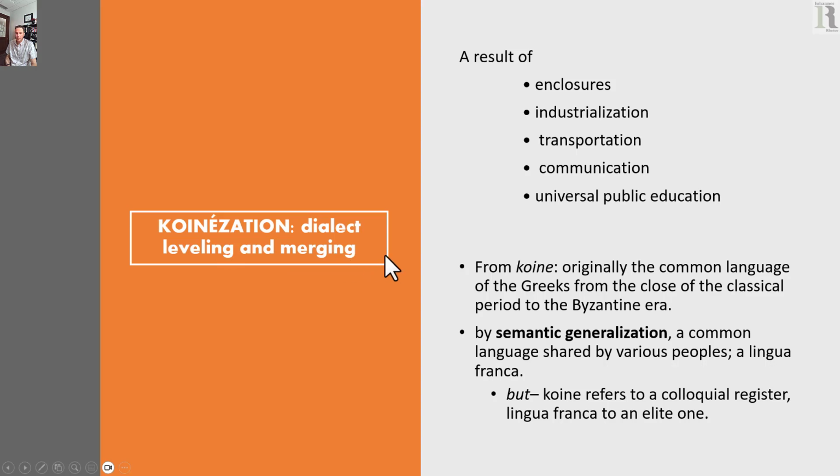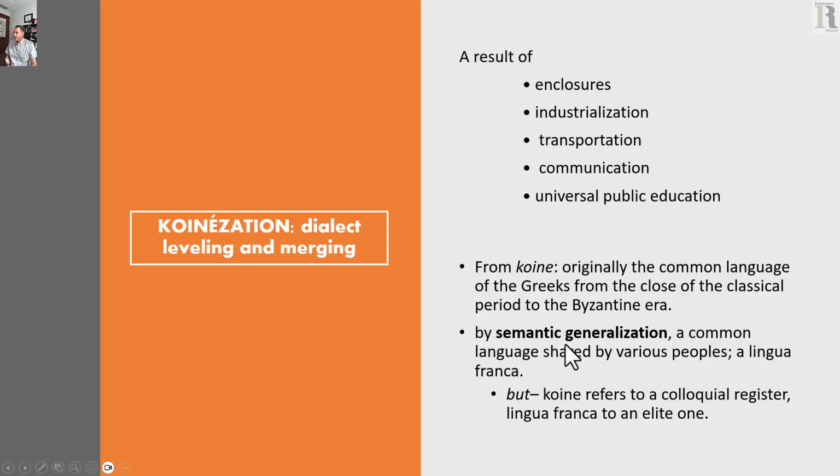That is, a common speech emerges through the kind of mixture and exchange of people speaking a number of different dialects. It's from the Greek word koine, which means common. And koine was the kind of Greek that was the common language of the Greeks from the close of the classical period to the Byzantine era. Koine Greek is, of course, what the New Testament is written in.